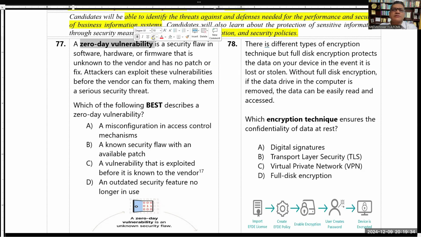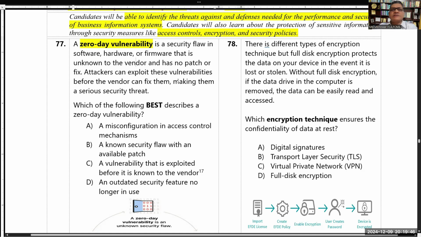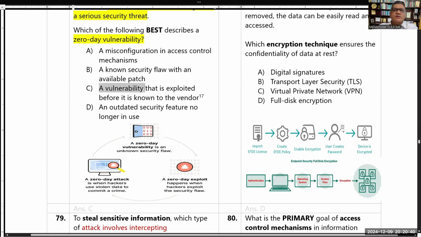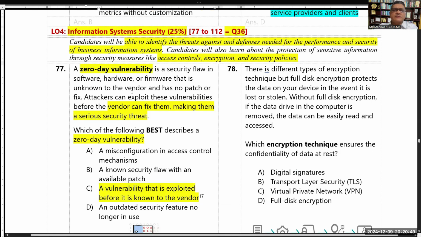Zero-day vulnerability. We know a zero-day vulnerability is a security flaw in software or hardware that is unknown to the vendor and has no patch or fix before the vendor can fix it, making it a serious security threat. So based on that, describe a zero-day vulnerability. The answer is a vulnerability that is exploited before it is known to the vendor is the zero-day vulnerability.